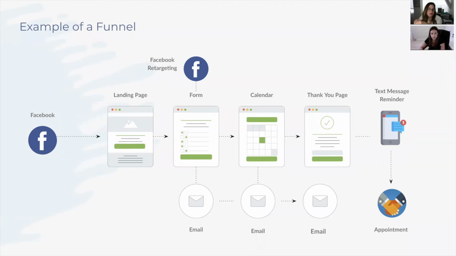Interesting. So here's an example of a funnel again. We take them from the Facebook ad to the landing page. And then from there, they fill out a form. If they abandon that form, they don't fill it out, we show them the retargeting ads. If they do fill it out, then they start to get emails. And then we take them to the calendar. If you have an online calendar, it's great to provide so that people can book online. And then a thank you page. And then we start to send them text messages. And then they come in for their appointment.